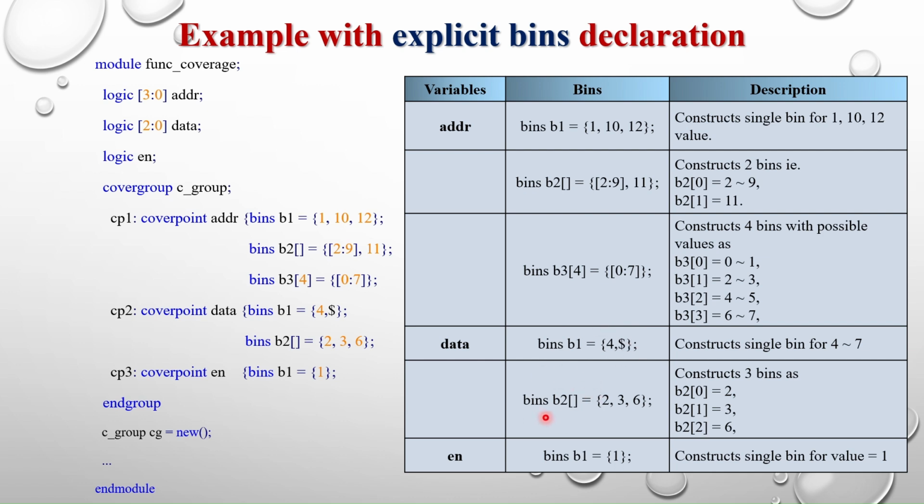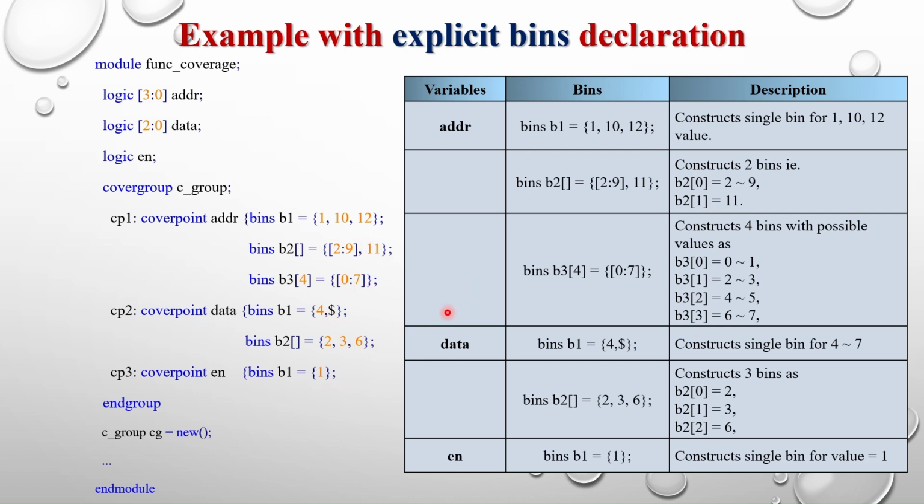And the next definition is bins b2 of vector, right? So this is the vector bins, with 2, 3, 6. How many bins will it create? I have 3 elements and the size is not specified, that's why 3 bins will be created: B2 of 0, B2 of 1, B2 of 2, for 2, 3, 6. And the last one is cover point n. n is a single-bit variable, and here the definition is bins b1 equals 1. So it constructs a single bin for value 1. You can specifically mention the values like this, or you can provide ranges of values when it has more than 1 bit.